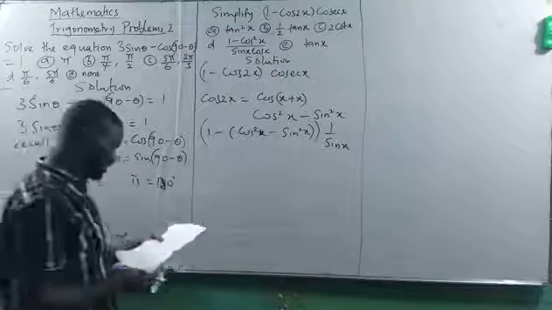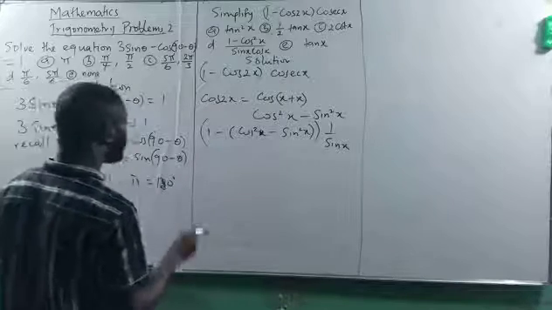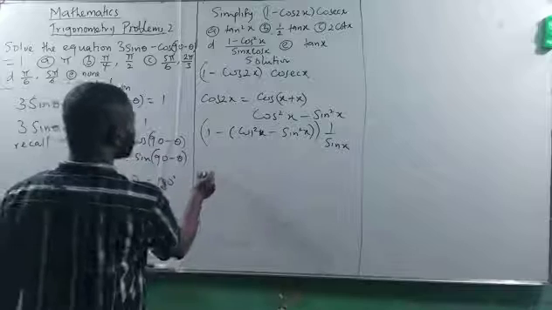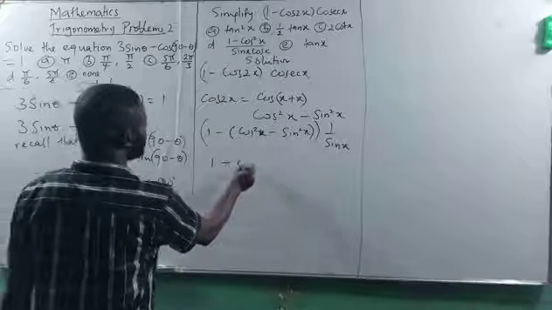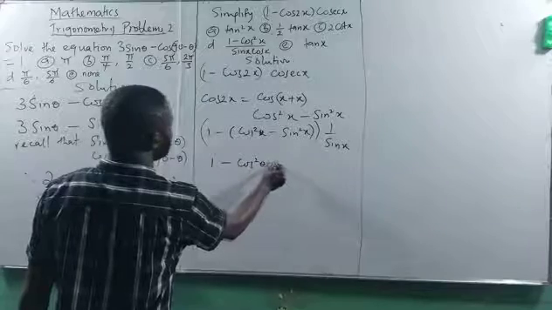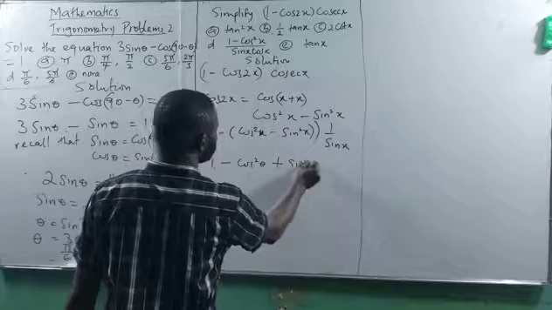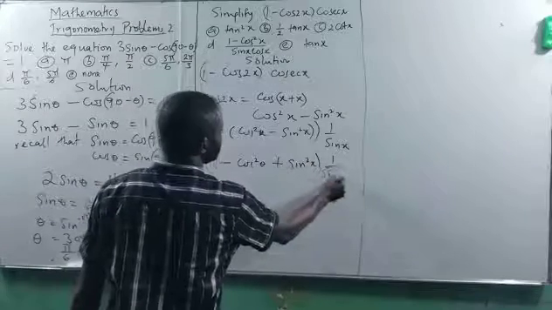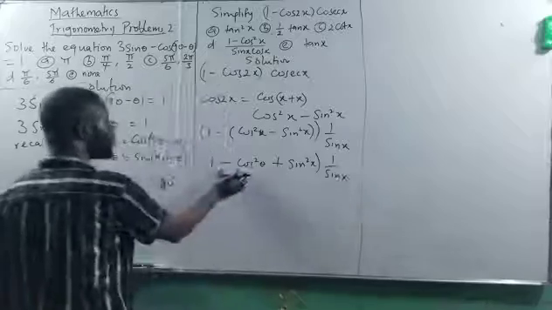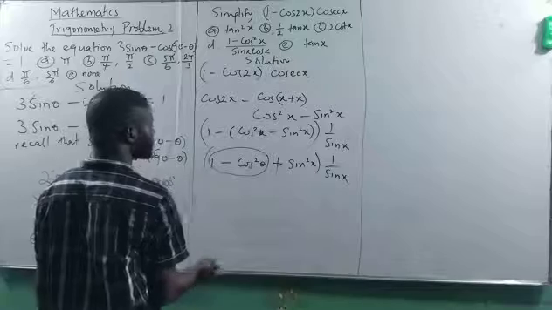Hope I'm not making any mistake. No, I don't want to inconvenience anybody. Now, at this point, I can say that 1 minus cos square x plus, because the minus is affecting this, sine square x, bracket of 1 all over sine x. Now, this one will give us cos square, and this one on its own will give us sine square x.